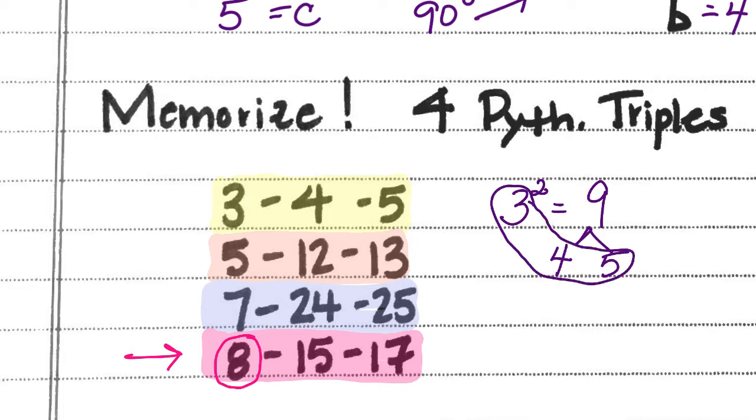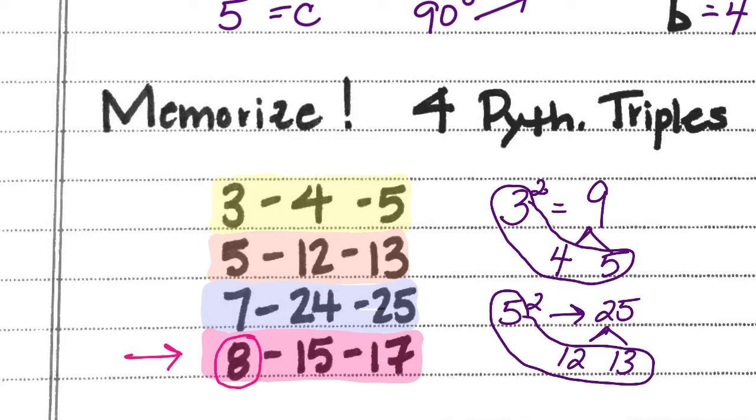Well, if you do the same with any odd number, 5 squared is 25. If I split that up the best I could, I would have a 5, 12, 13. And we know 7 squared is 49. If I split 49 the best I could, I would have a 7, 24, 25. So it's really easy to memorize the odd numbers, because if I take an odd number squared, then that would be split in half the best you can.